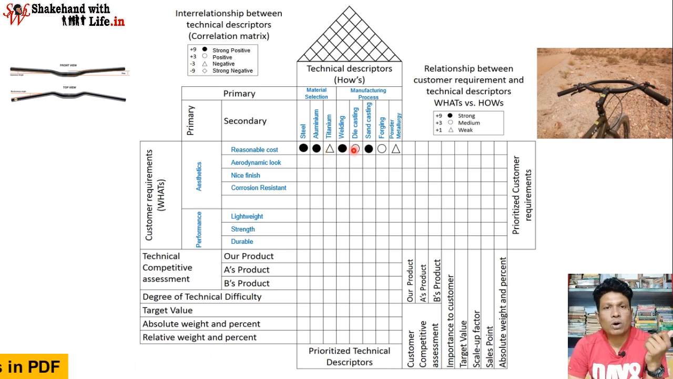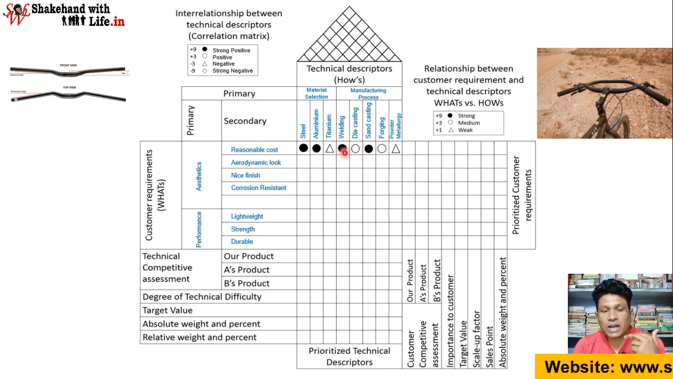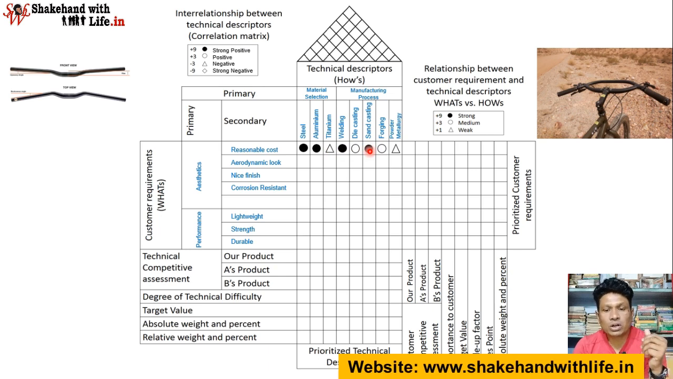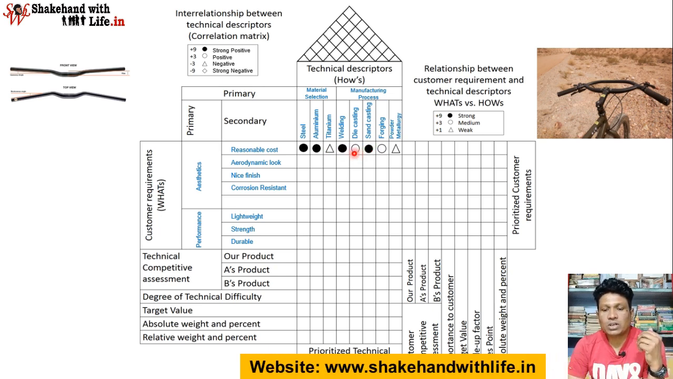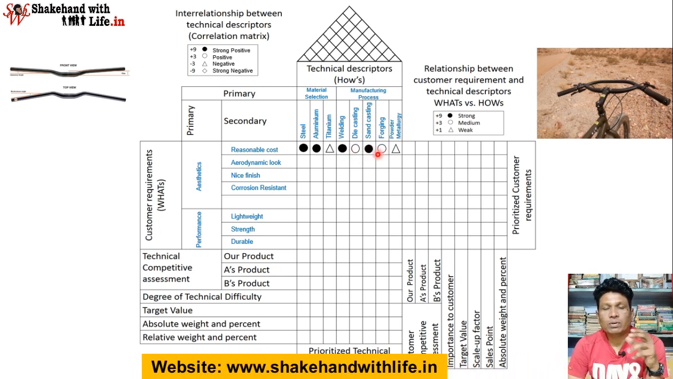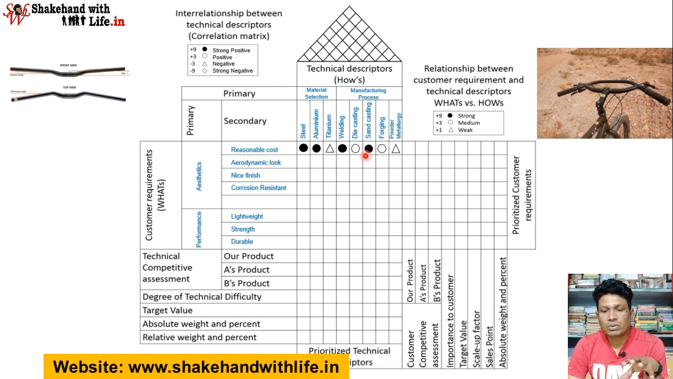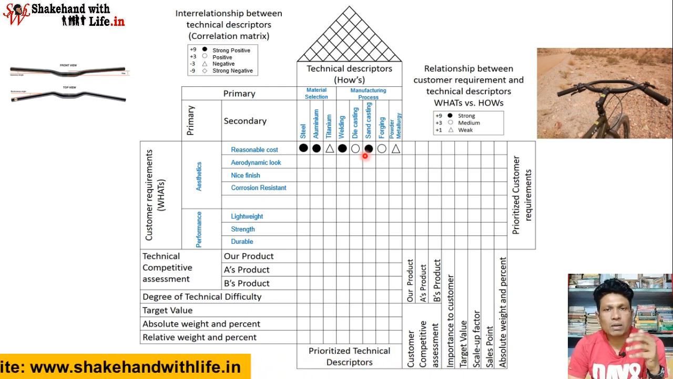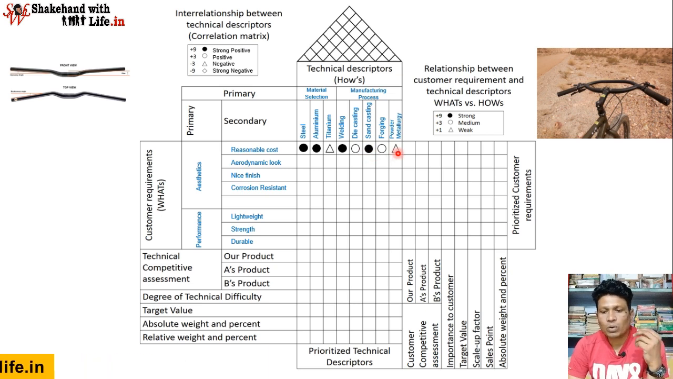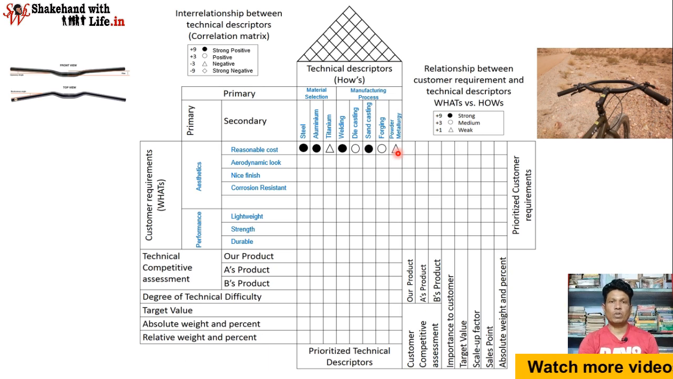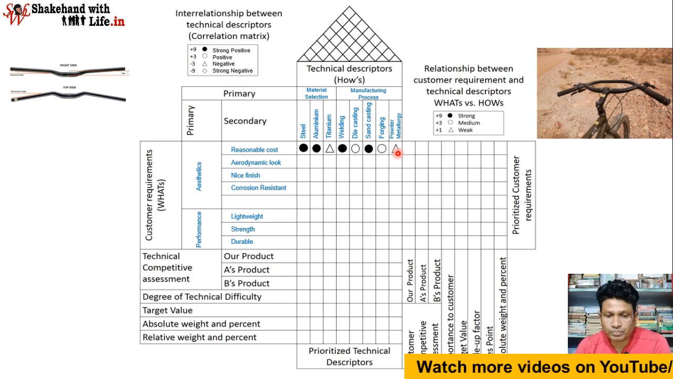And if we talk about the manufacturing processes, then for welding and sand casting, the manufacturing cost is low, therefore strong relationship. And for die casting and forging, we have medium relationship. That means the cost could be high, but not too high. And for powder metallurgy, a weak relationship is there. That means the cost could be very high to manufacture the handlebar stem.